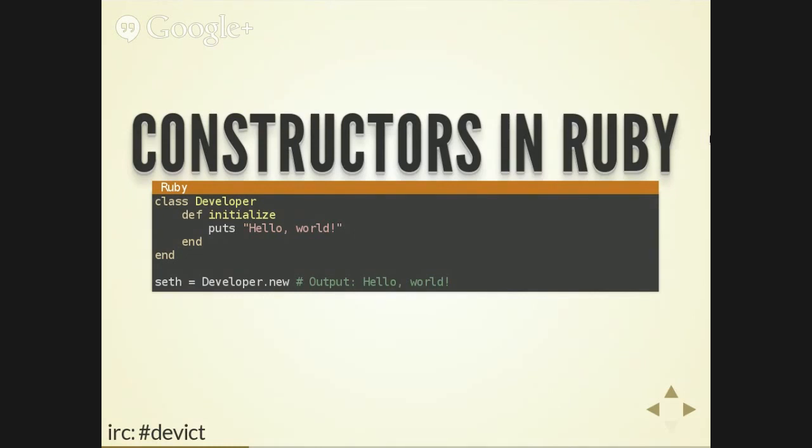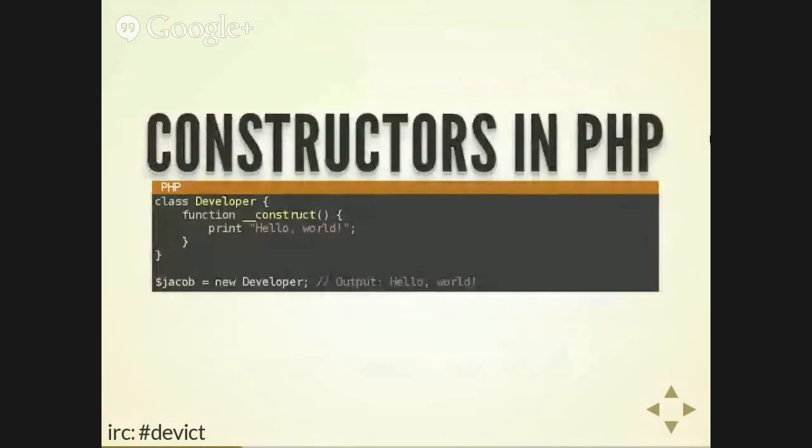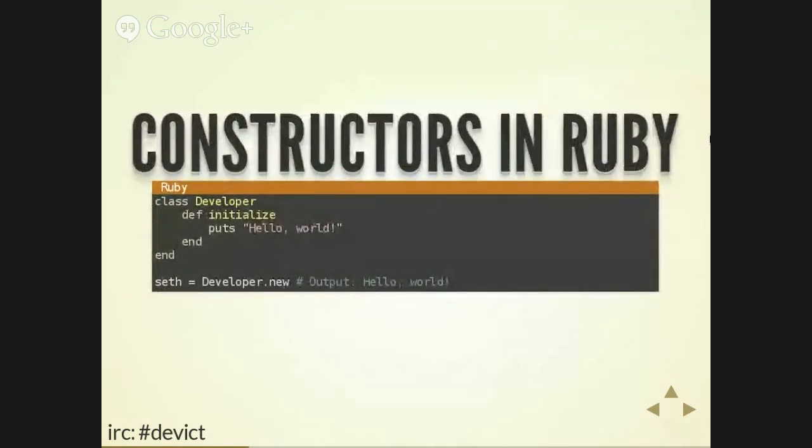So to recap, a constructor is just a method that gets called as soon as you instantiate an object. In PHP, we call it __construct, and in Ruby, it's called initialize.